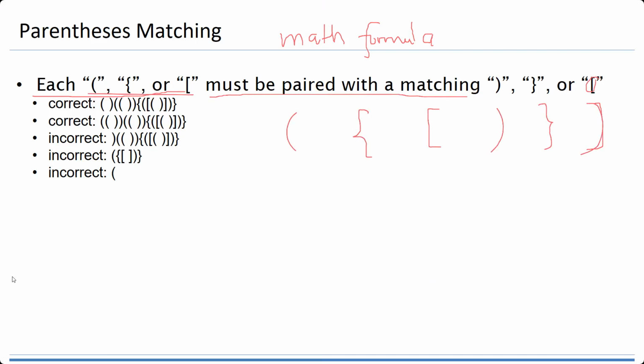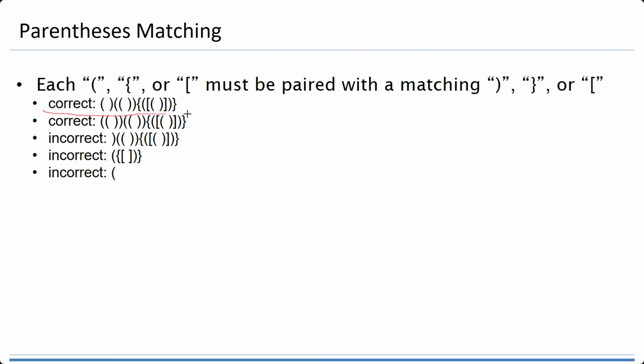So for example, this one, I can just use the algorithm to check. If I have the input like this, is it correct or not? Okay, this is opening, closing, opening, opening, closing, closing, opening, opening, opening, opening, closing, closing, closing, closing. Then this is correct.